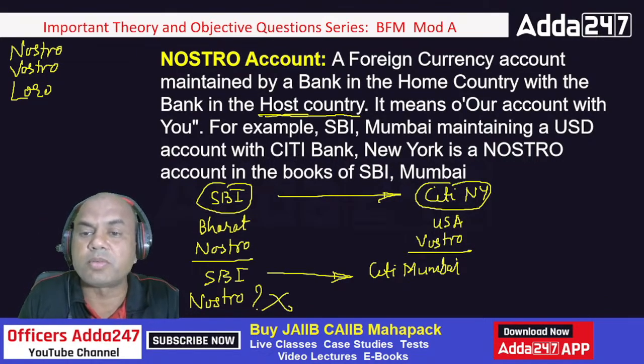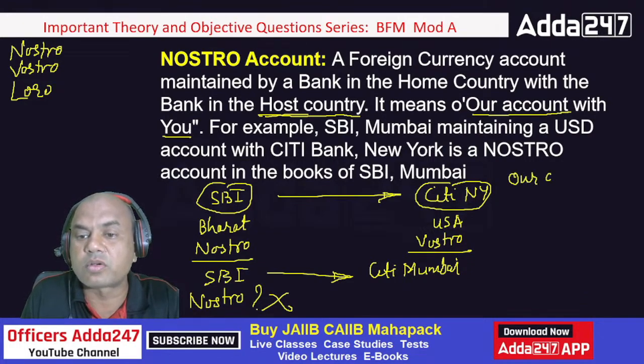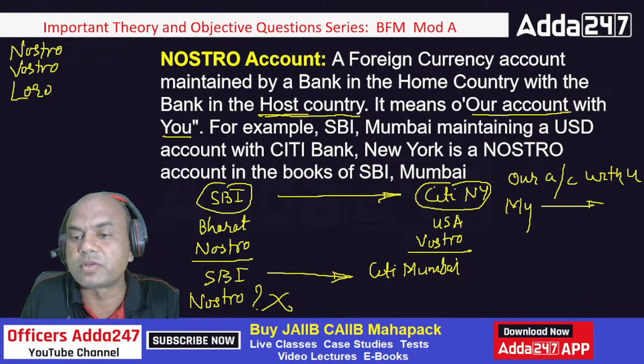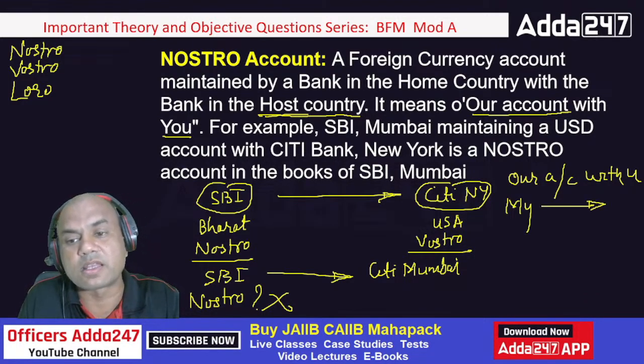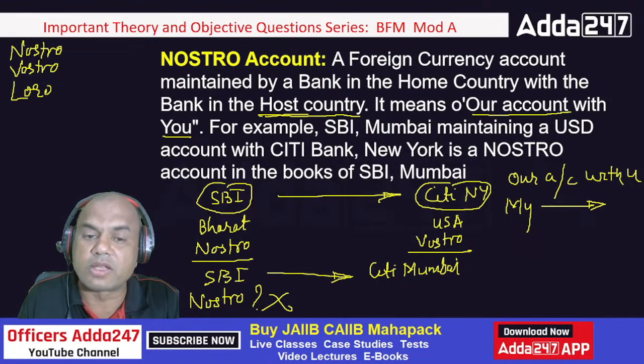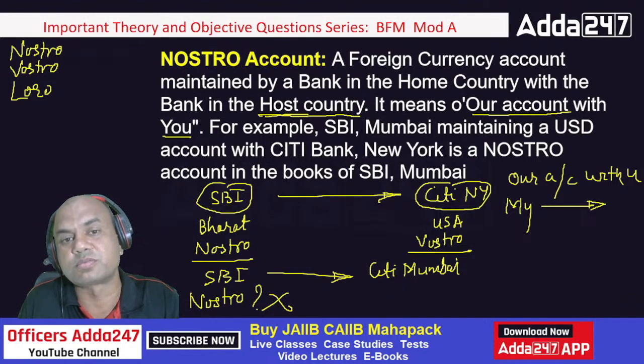See here, what do you mean by our account with you? There are different wordings to this. Somebody can call it our account with you. I can call it my account with you. Same. So I can write it either our account with you, my account with you. So it means whenever I'm speaking from my side, I'll be calling this as Nostro.